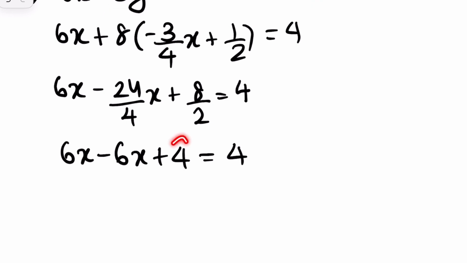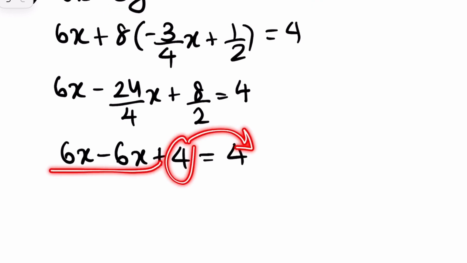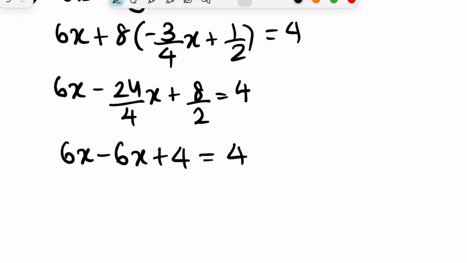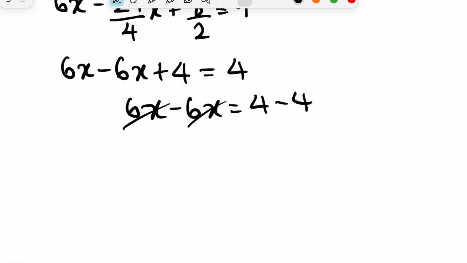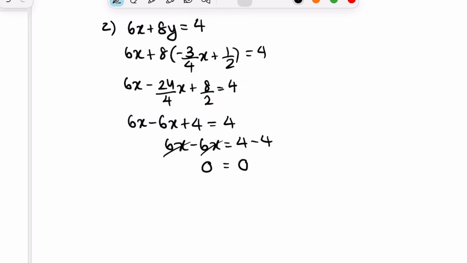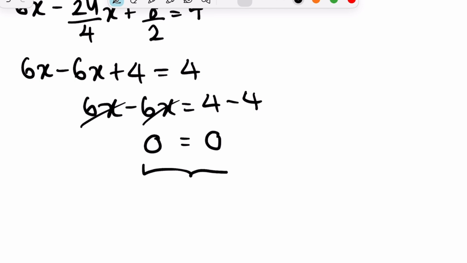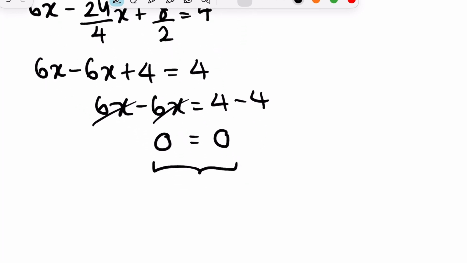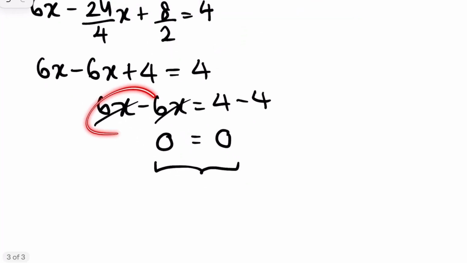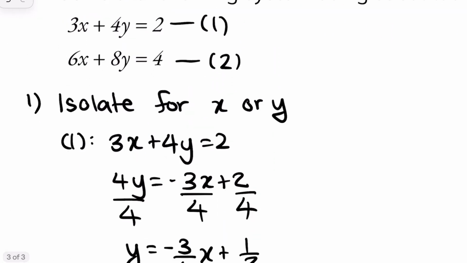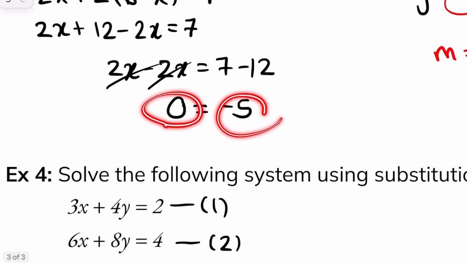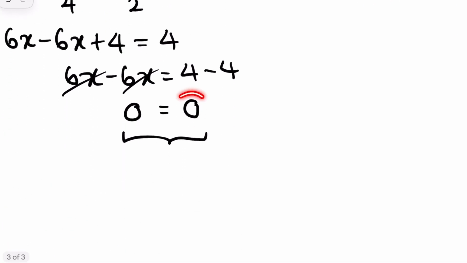So now let's move this 4 over to the side because we want to have the x's on one side. So I get 6x minus 6x is equal to 4 minus 4. So this cancels, this is equal to 0, and 4 minus 4 is also equal to 0. So now what? Now we don't have x, right? Our x canceled out. So in this first situation, we had 0 is equal to any number. So we also had 0 is equal to 0.